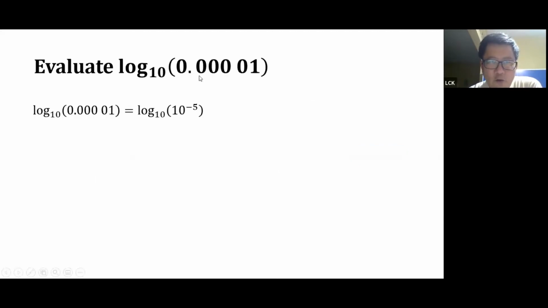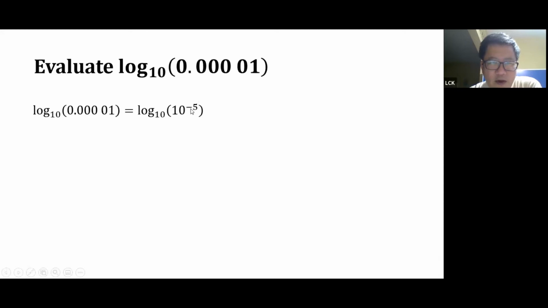Okay, so evaluate log base 10 of 0.00001. The first thing you do is this. You change this to scientific notation. So you look at this decimal point here. This is 1, this is 2, this is 3, this is 4, and this is 5. So really, this is log base 10 of 10 to the power of minus 5. This is nothing but 10 to the power of minus 5.